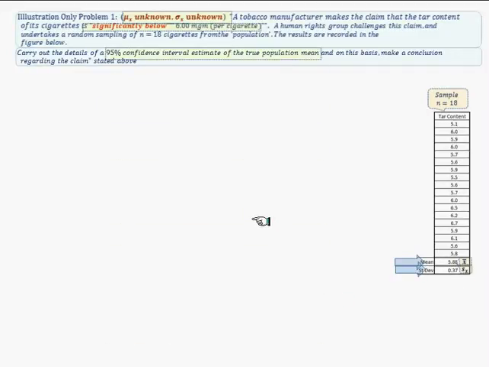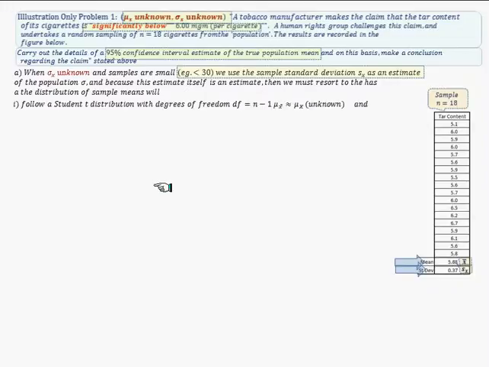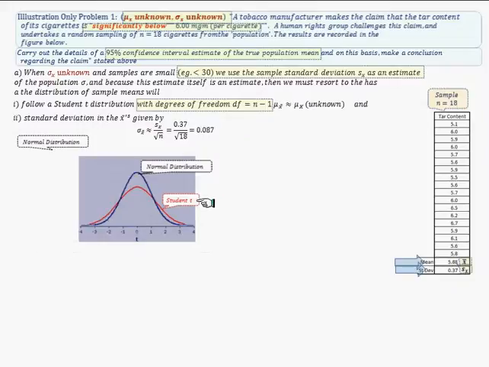We're going to look at a confidence interval estimate. When sigma is unknown and sample sizes are small, we use our sample standard deviation as an estimate of sigma. But in doing so, we create a bit of uncertainty, and we're going to be looking at a t-distribution with n-1 degrees of freedom. In the blue here is a normal distribution, and the student t is in the red.